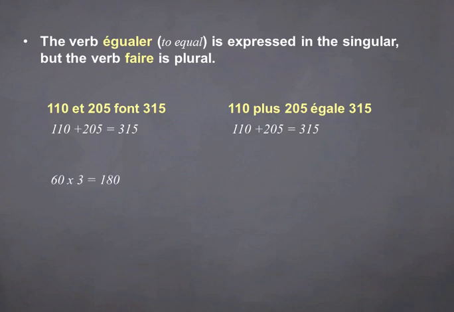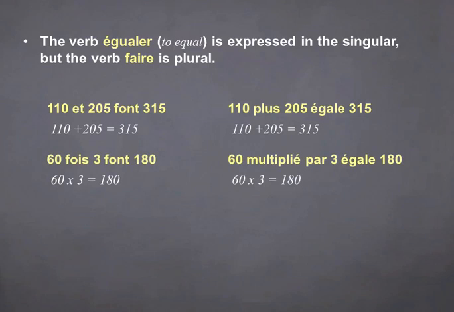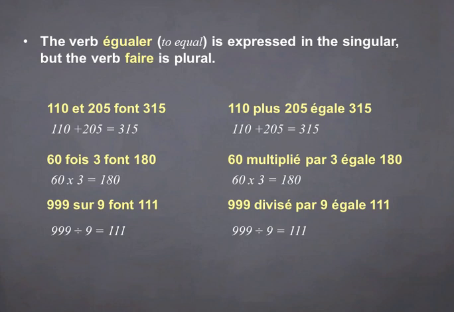Here are a couple more for you to take down so that you have some practice with those. Circle the words font or égal, or underline them if that helps you memorize it. And that is it for our numbers for now.